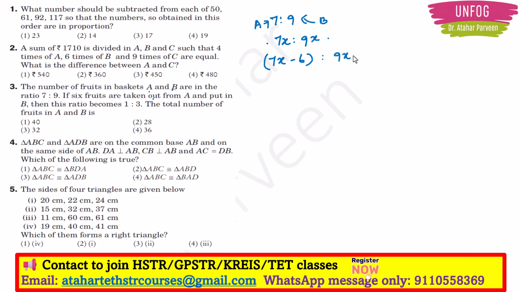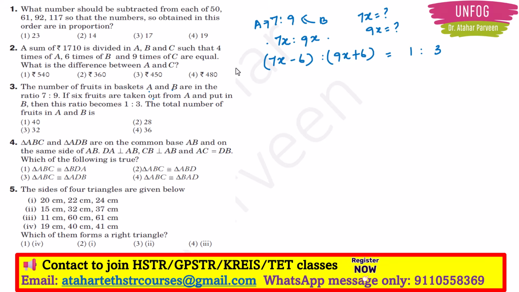So 9x, here 6 are added. If this is done, then the ratio becomes 1:3. Now you have to find out the total number of fruits in A and B. So basically you should find out 7x and 9x by the end of this problem. That is our actual question.